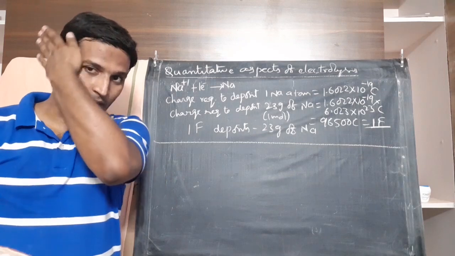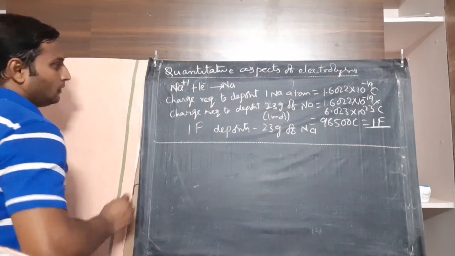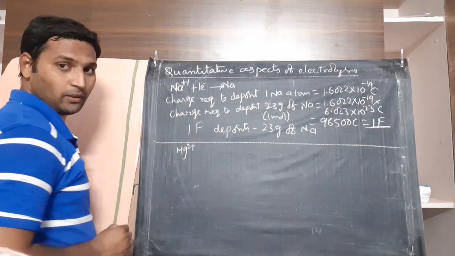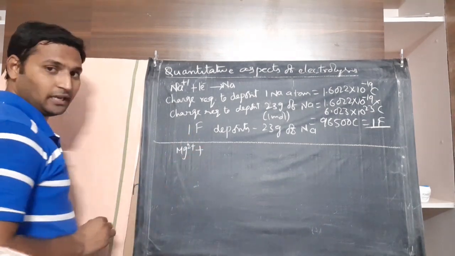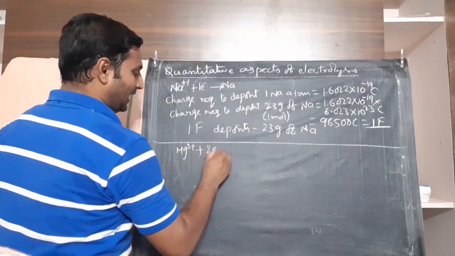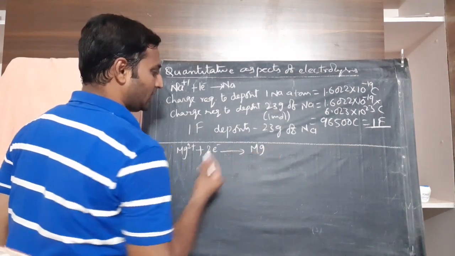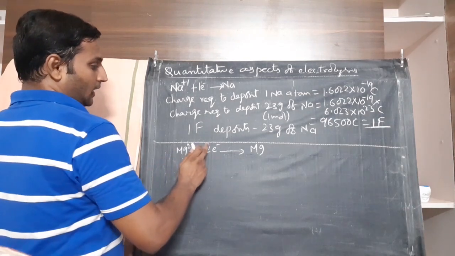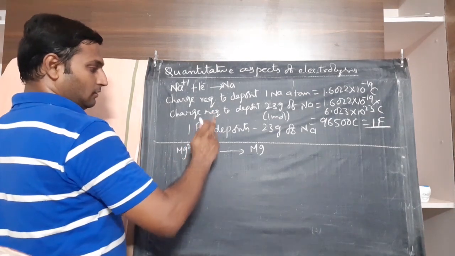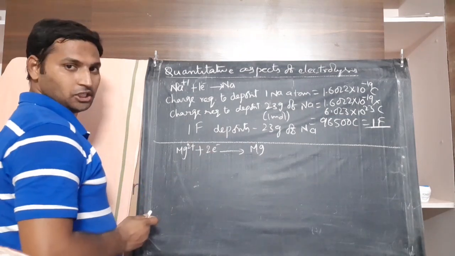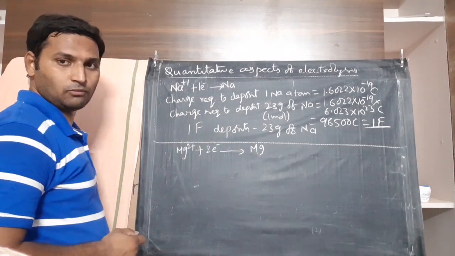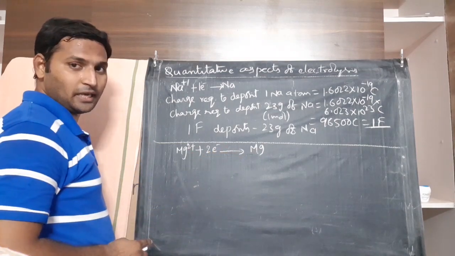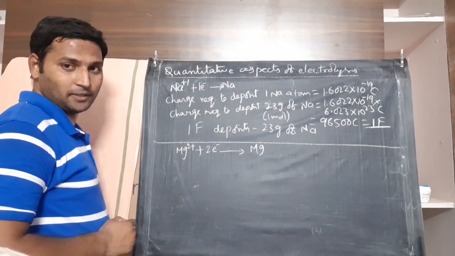Okay. Now let us take magnesium. Magnesium is bivalent, exists as magnesium 2 plus ion, gains 2 electrons and becomes magnesium, for example. Then tell me, to deposit 24 grams of magnesium, because 1 mole of magnesium is nothing but 24 grams. To deposit 24 grams of magnesium, how much charge would you need?